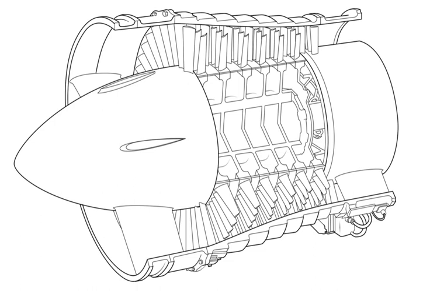Further increases in efficiency may be realized by adding a third spool, but in practice the added complexity increases maintenance costs to the point of negating any economic benefit. That said, there are several three-spool engines in use, perhaps the most famous being the Rolls-Royce RB211, used on a wide variety of commercial aircraft.